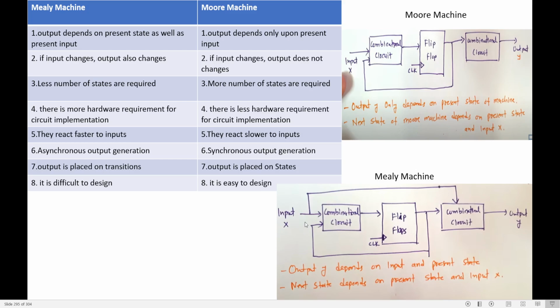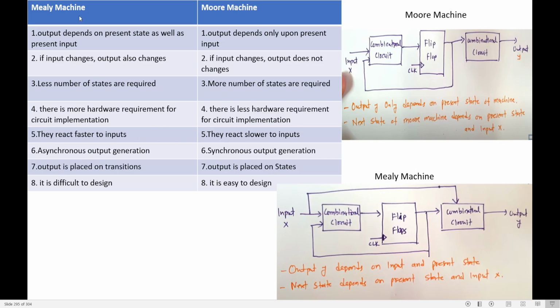Whenever the input changes, the output changes. They react fast to the inputs. Here they react slow to the inputs because it is not connected to the input. This is asynchronous output generation. This is synchronous output generation. Output is placed on transitions. Always in Mealy, outputs are placed on the transition, from one state to another state. Here, in the Moore machine, the output is placed on the states.